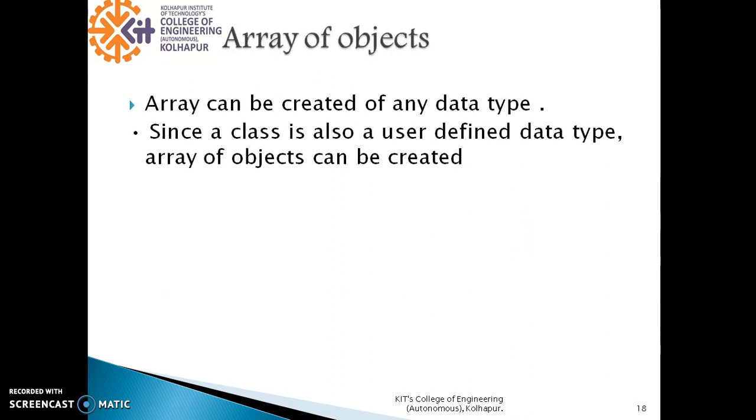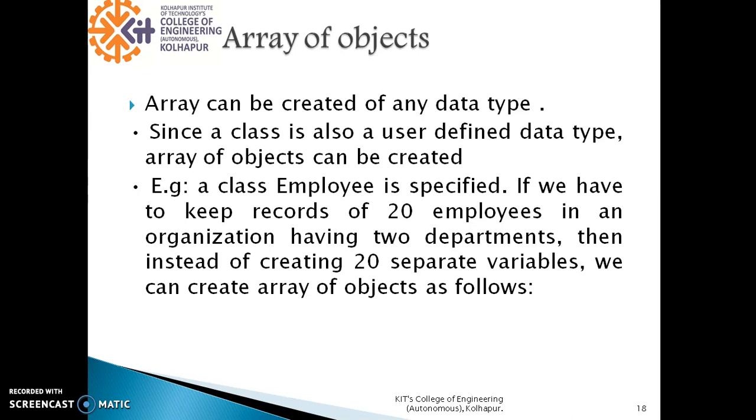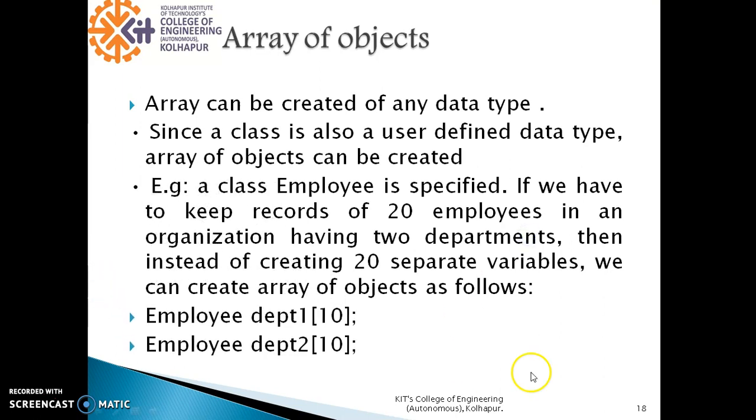Array of objects. Now we have seen the example to declare one object, two objects or three objects. But if we have to declare more than 10 objects or 20 objects, we cannot declare them as separate variables. For that we can use the array of objects. See now, here you have created the objects department 1, department 2 and you are going to create the array of that. Means what? It's going to consider 10 variables of department 1, 10 variables of department 2. Employee is the class name. We are only going to create the array of objects.